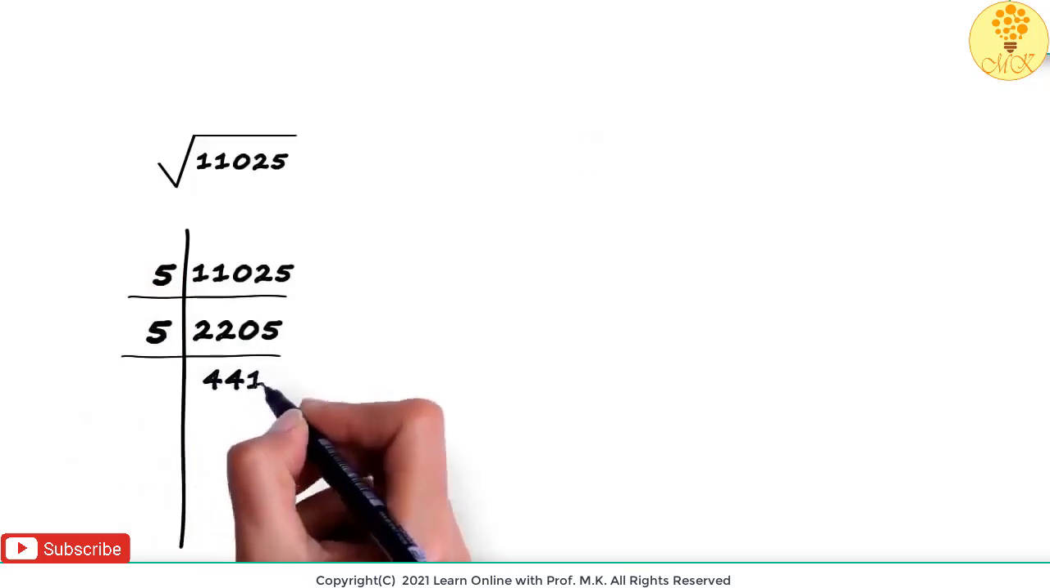This number again is divisible by 5. Hence, we write a 5 here. And 5 multiplied by 441 gives us 2,205. Of course, you would take a bit more time to find the numbers here, but that's perfectly alright. And remember, we keep just the prime factors on the left-hand side. Now since 441 is divisible by 3, let us write 3 here. And 3 multiplied by 147 gives us 441.